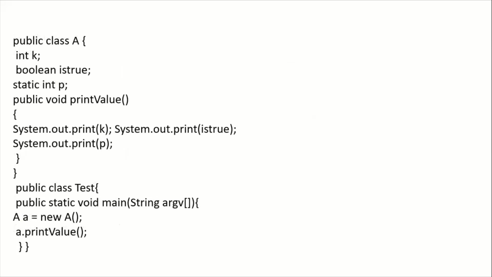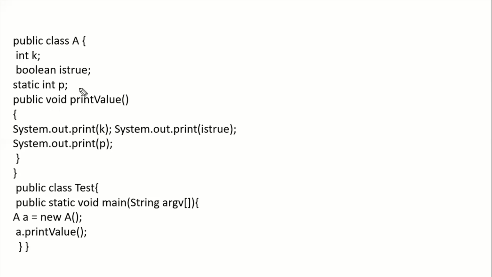Now, k is an instance variable, Boolean is an instance variable, p is a static variable. All these three variables are uninitialized variables. So all the uninitialized static variables and instance variables will be initialized by constructors and JVM. So now let's see how this code works.